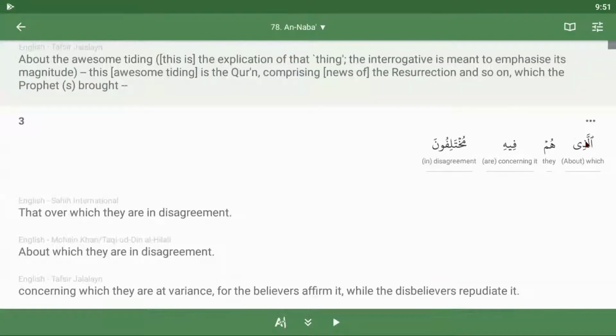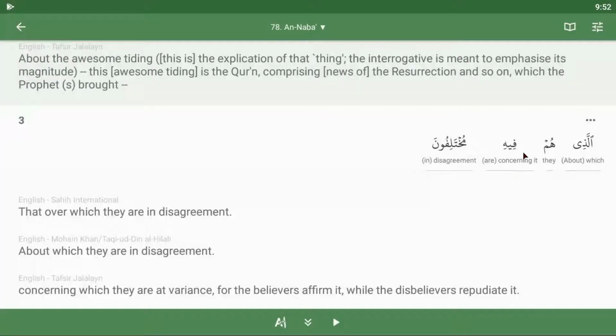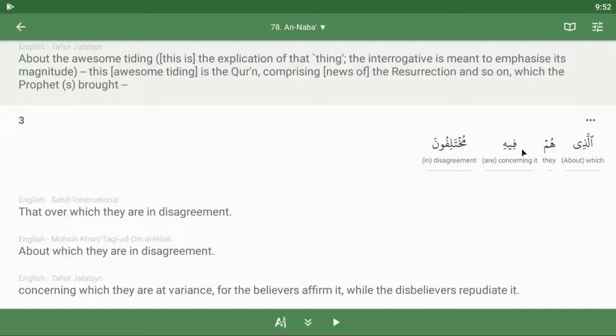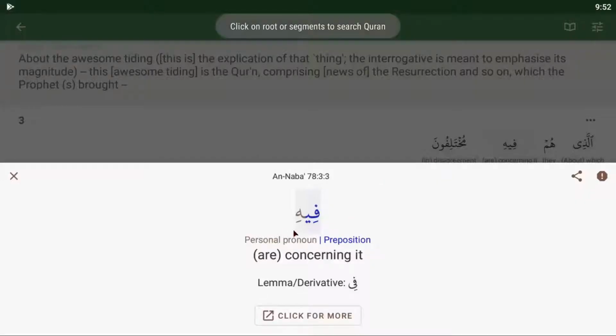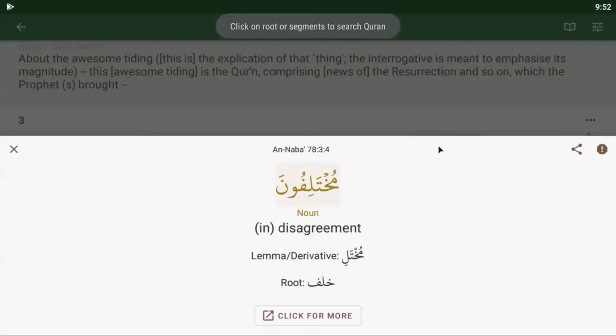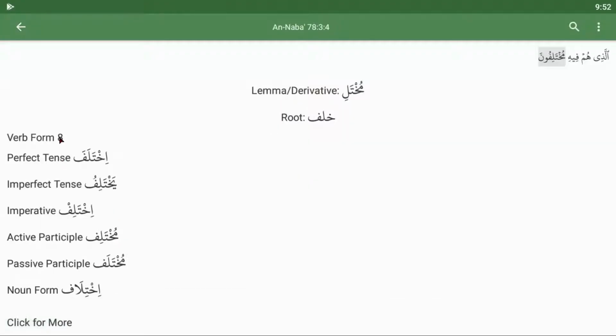Alladhi hum fihi mukhtalifun, alladhi, this is called ismul mawsula, right? Related pronoun. This is a relative pronoun, alladhi, and it comes a lot in the Quran. Hum, this is a pronoun, they, personal pronoun, right? Hum, fihi, in it, jar majur, preposition and pronoun, fihi, in it. So, about which they are in, concerning it, mukhtalifun, ikhtalafa, yakhtalifu. The actual root of this, khalafa, right? Ikhtalafa, this is form eight.